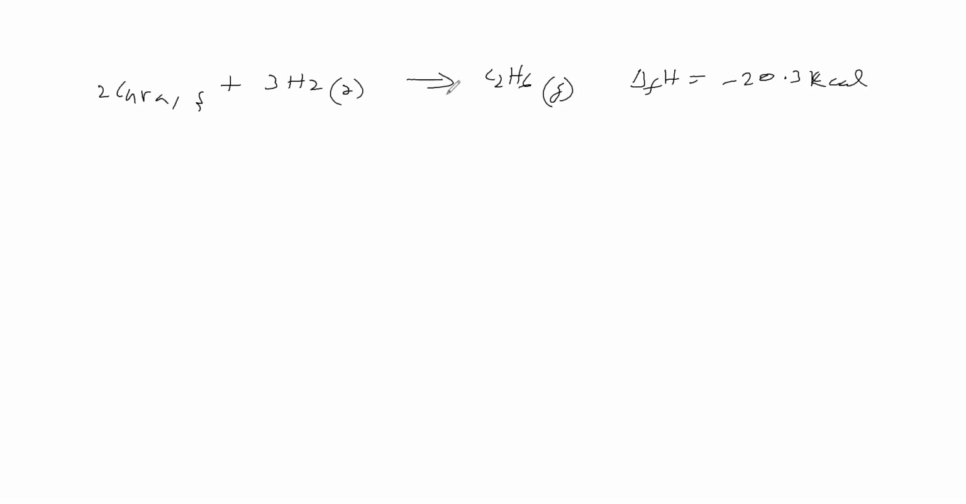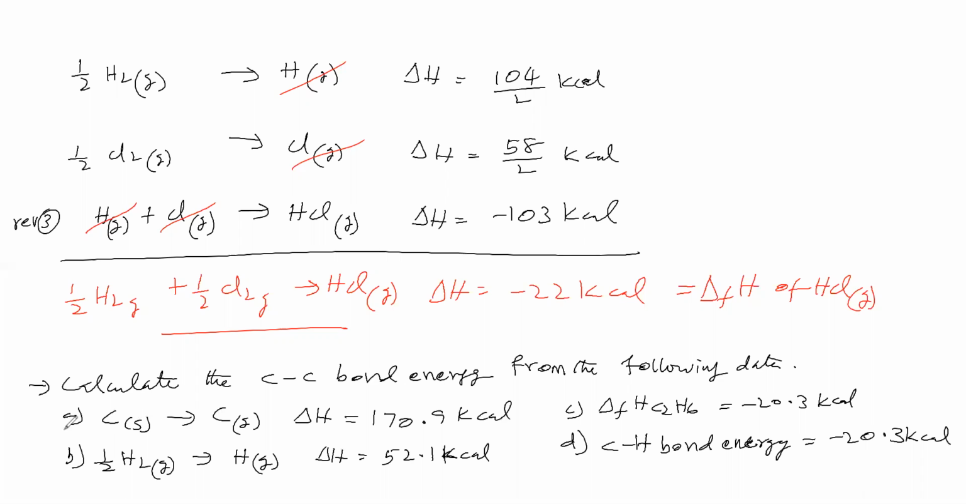Next, what is the data given? This delta H is given for solid into gas, and this delta H is given for H2 into gaseous atoms. For these equations, the CH bond energy means we are converting CH into C gas and H gas. That is the meaning.